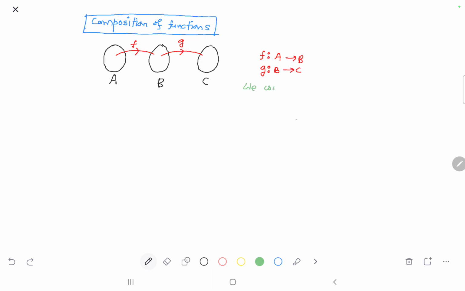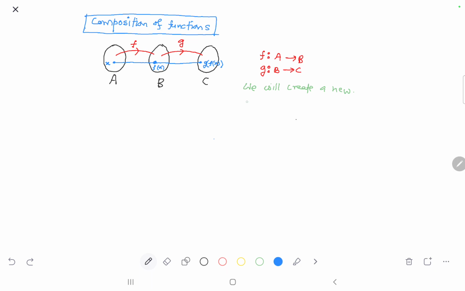The idea is to create a new function the normal way. If you take any point x in the set A, then by the function F you get a point in the set B, which is F of x. Since F of x is in the set B, we can apply the function G on F of x. Then we get a point G of F of x. This is the important part: since F of x is in the domain of G, we can calculate G of F of x.